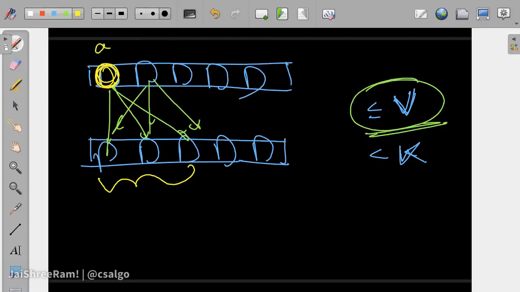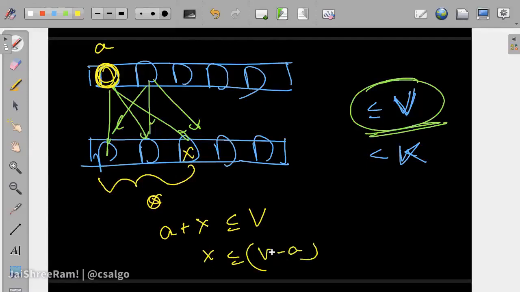So for this first element, let's suppose this value is a. We need to find how many values in this particular array will sum up, let's suppose at some index the value is x. So a plus x should be less than equal to v, right? So x should be less than equal to v minus a, right? So we need to find the number of elements in the second array which are less than equal to v minus a for the first array, right?